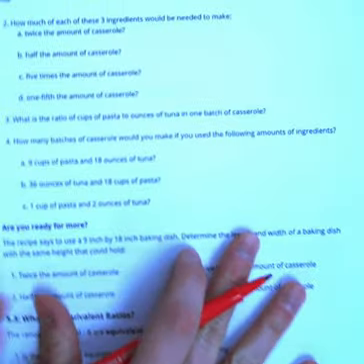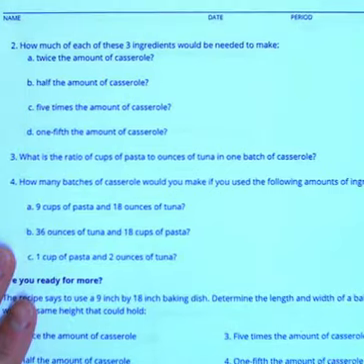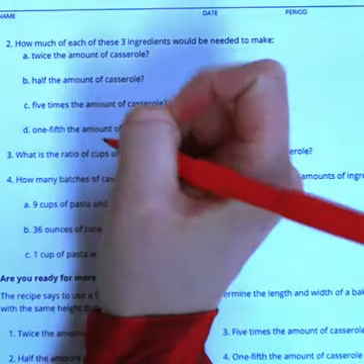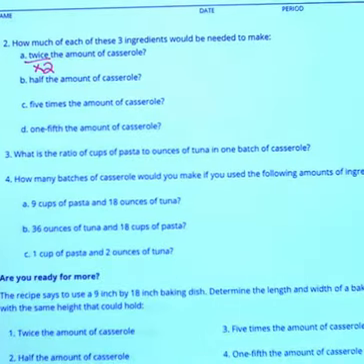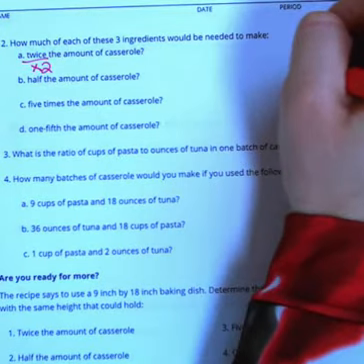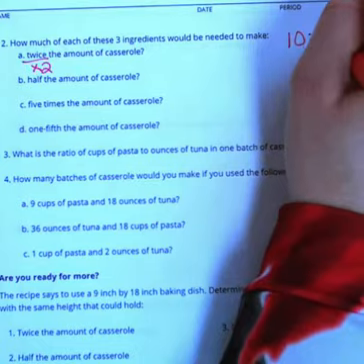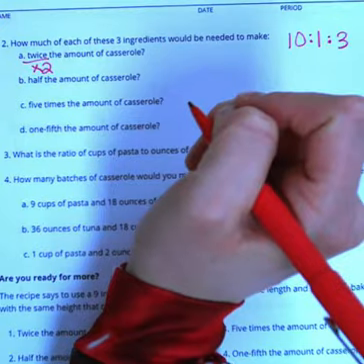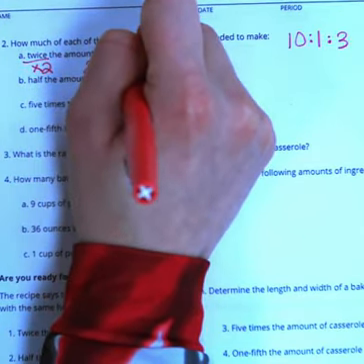Okay. So for question 2, it's going to ask us how much of these ingredients would we need if we were going to make different sized batches. So if we were going to make twice the amount of casserole, twice means that we're going to take all of our ingredients times 2. So our original ratio was 10 to 1 to 3. Okay, we need to double all of our ingredients for twice the casserole, so that would be 20 to 2 to 6.